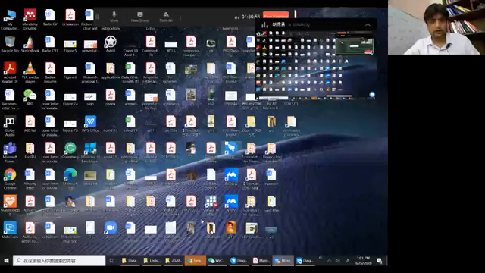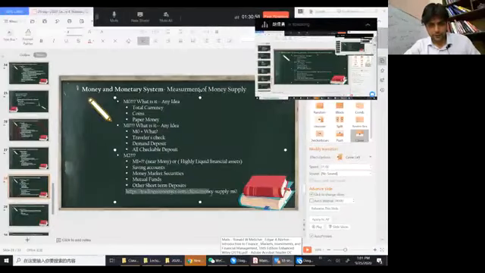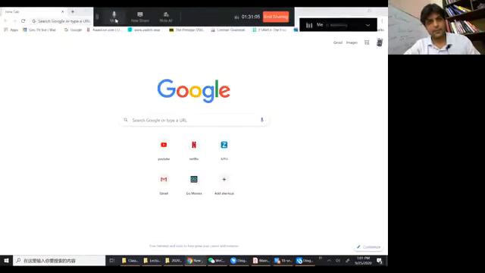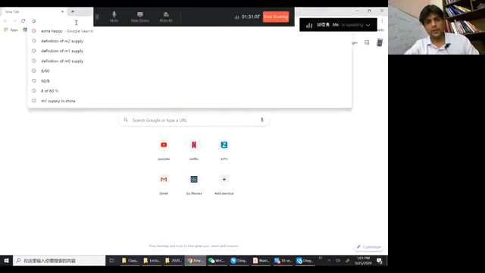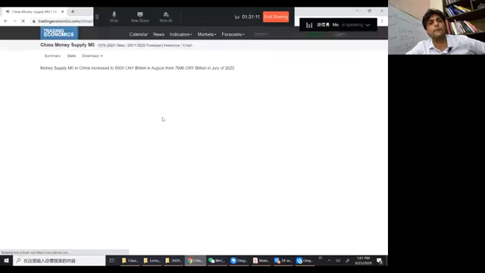Now you can see the screen. So if I copy this, this is a website. This is a data website, a data source, a dataset website. You can get a lot of financial datasets.